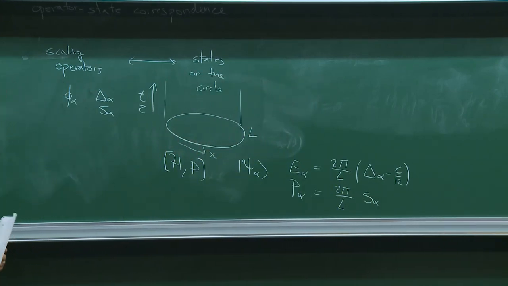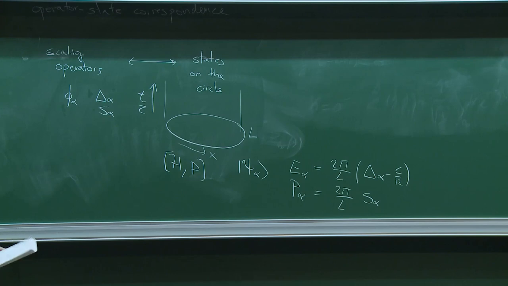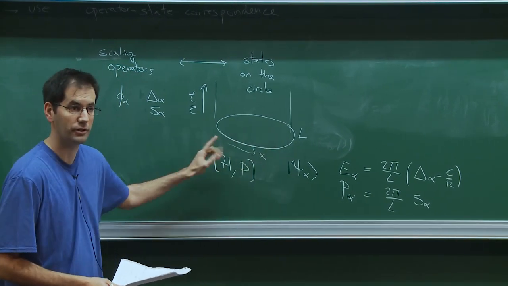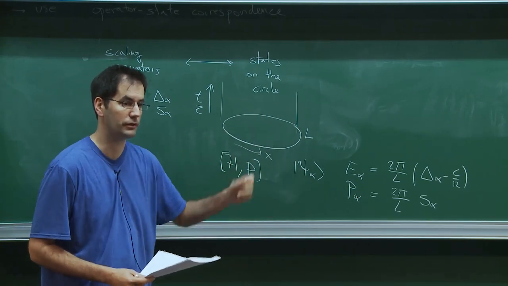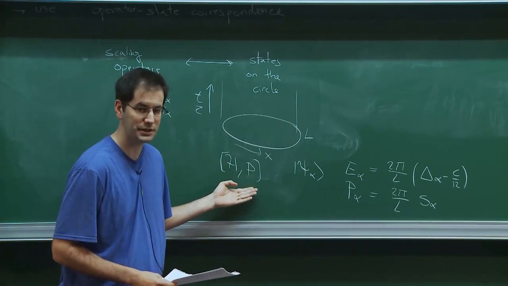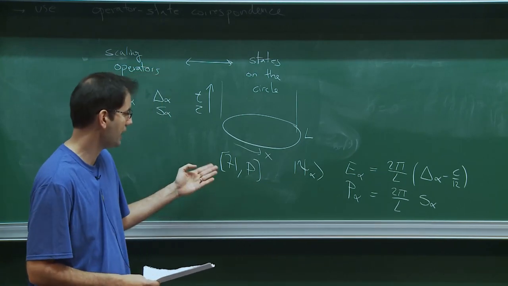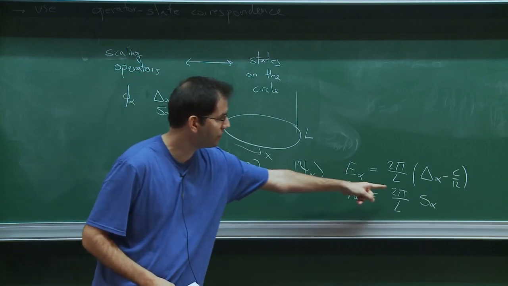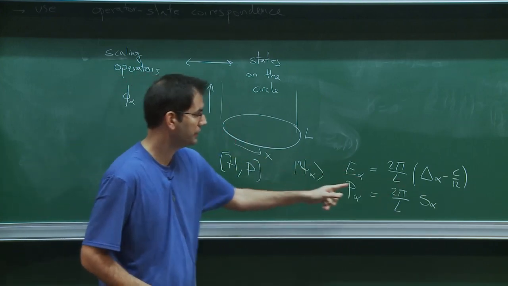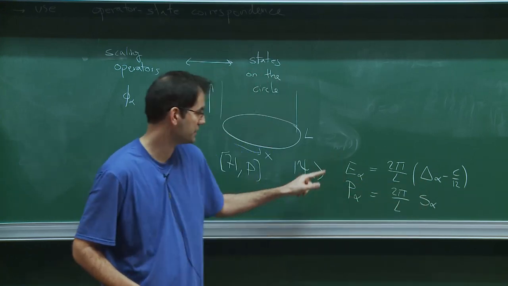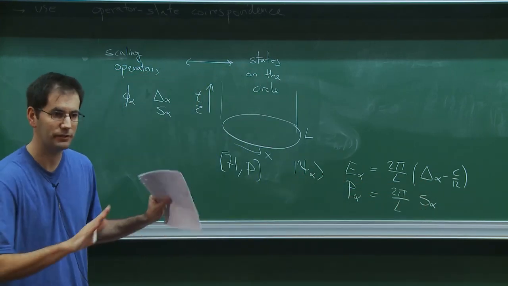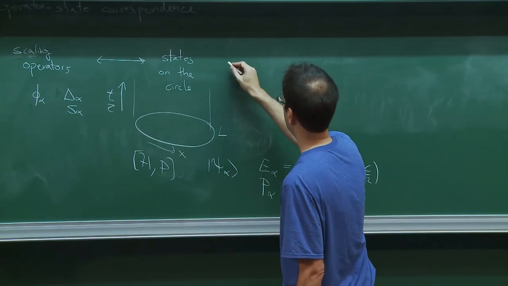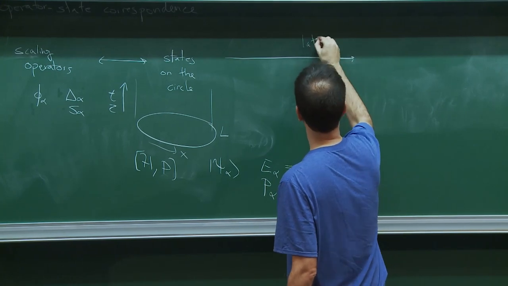So here's a trick. You can use the operator-state correspondence to, instead of studying two-point correlators, directly study a lattice version of the CFT put on a circle. Then you look at low energy states, you look at energies and momenta, you diagonalize the Hamiltonian and the momentum operator, and you can read off the scaling dimensions and conformal spins from the energies and momenta. Okay? That's a very well understood piece of theory. And the only thing we're going to do now is a lattice version of this.